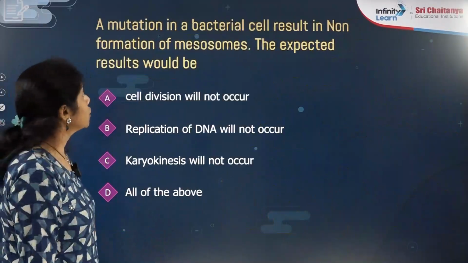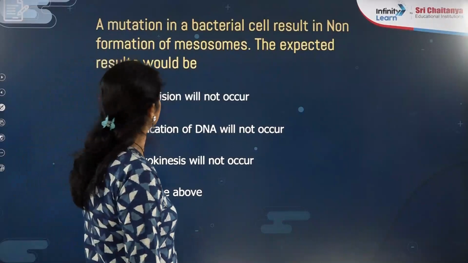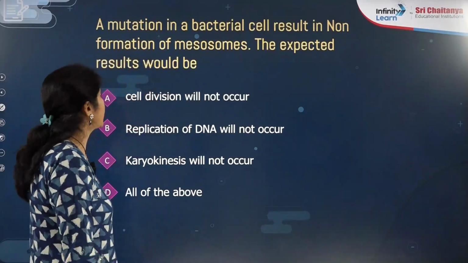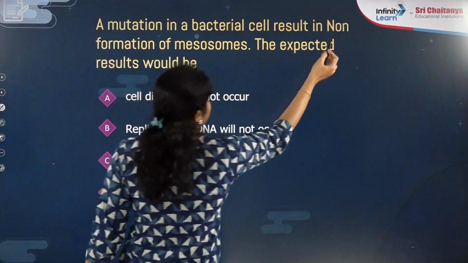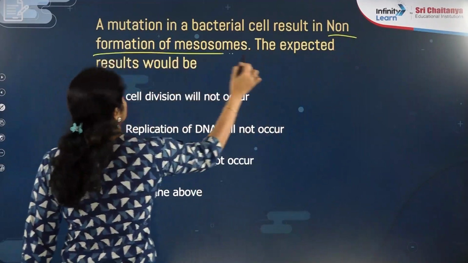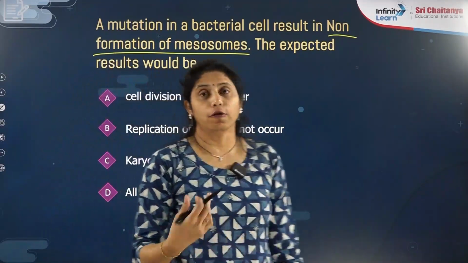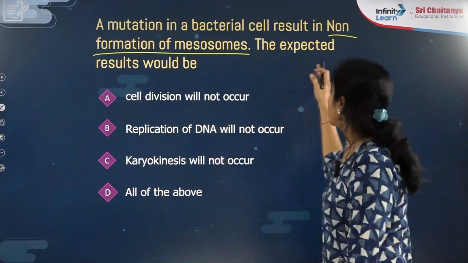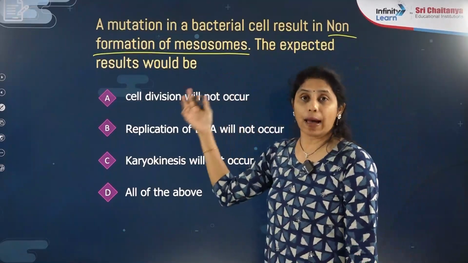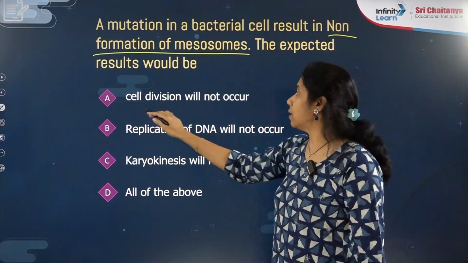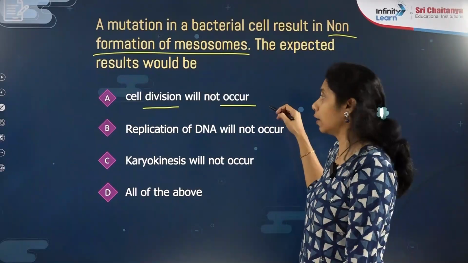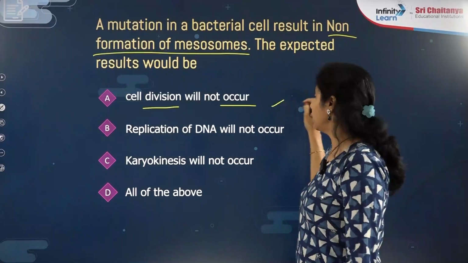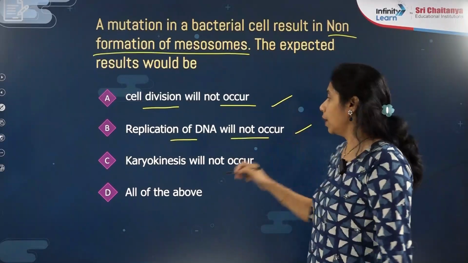Next one. A mutation in a bacterial cell results in non-formation of mesosomes. Mesosomes are not formed because of the mutation, and the expected result is, what will happen in that case? Cell division will not occur. Definitely it will not occur. Replication of DNA also will not occur.